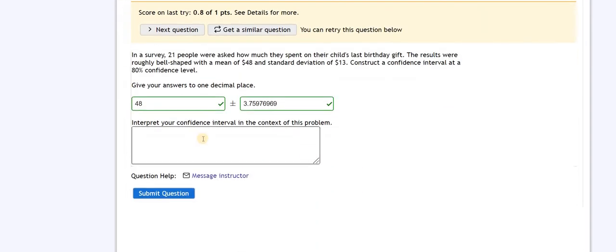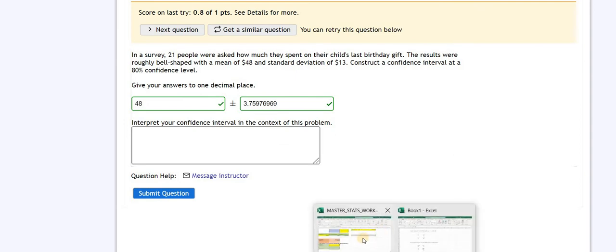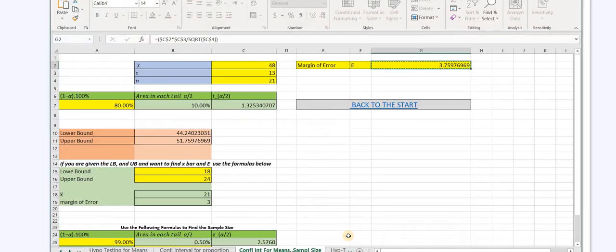The interpretation of the confidence interval is always going to depend on the context, but we're going to use the lower bound and the upper bound to interpret our confidence interval. So the lower bound here is 44.24, not 42. This is the lower bound, and the upper bound is 51.76 approximately. I know this is money, so $44.24 and $51.76.